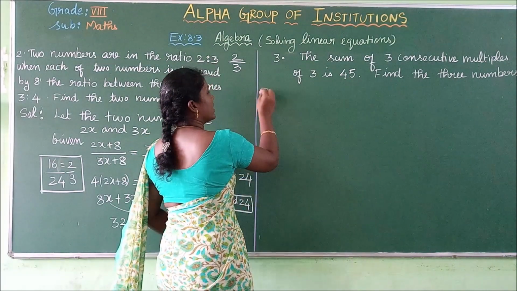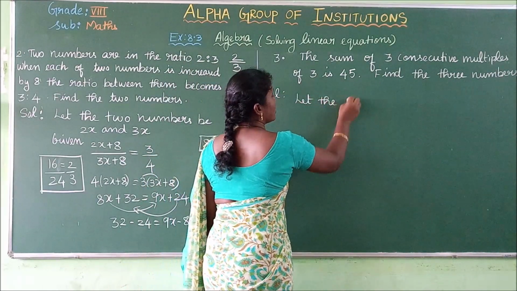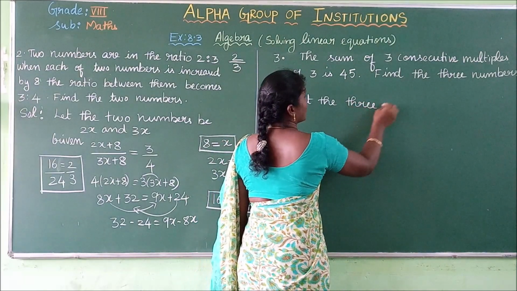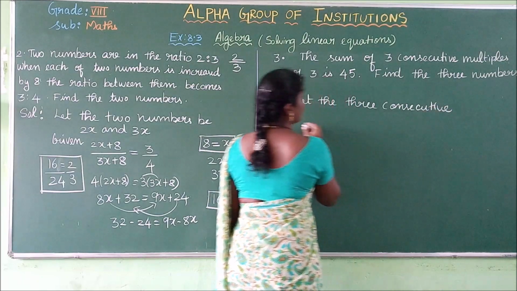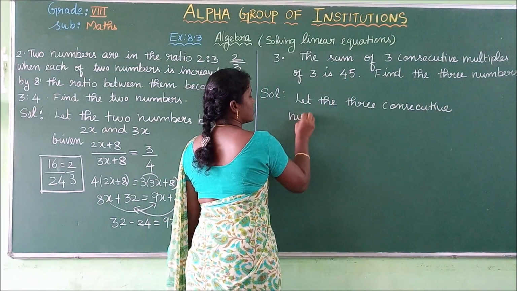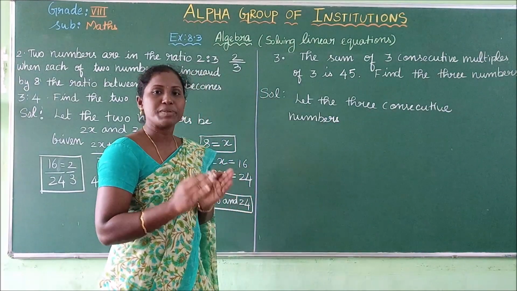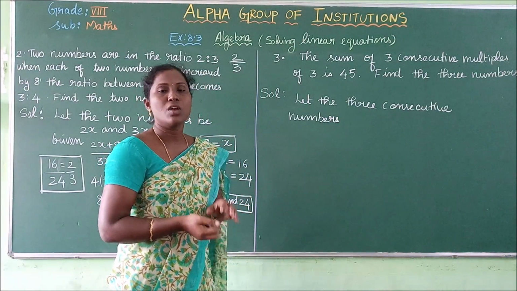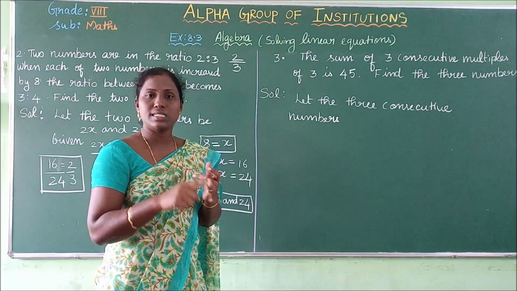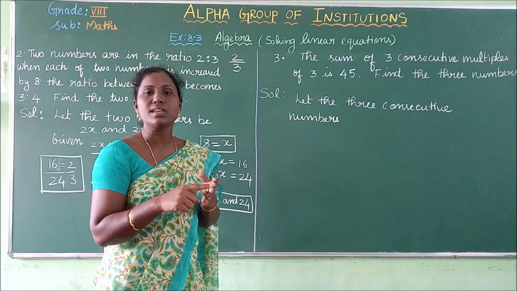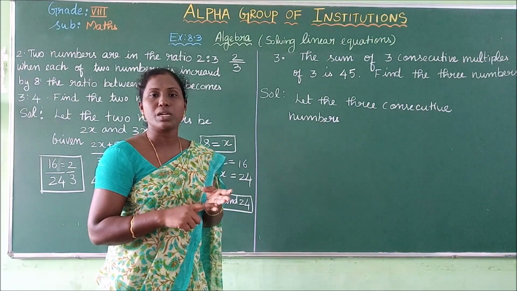So let the three consecutive numbers be multiples of 3, not natural numbers. They are giving the special condition that they are multiples of 3. For example, if the multiples of 3 start from 3, what is the next number? 6, 9. 3 ones are 3, 3 twos are 6, and 3 threes are 9. Likewise, any three consecutive multiples of 3, not just the first three.